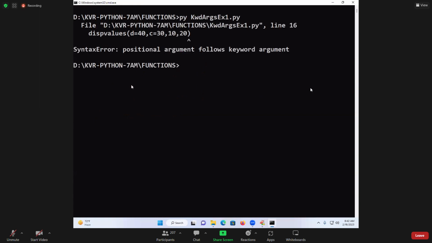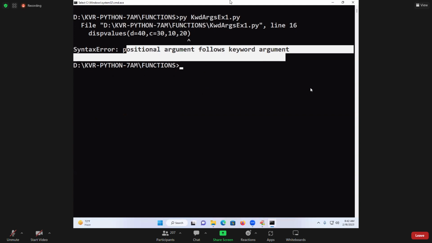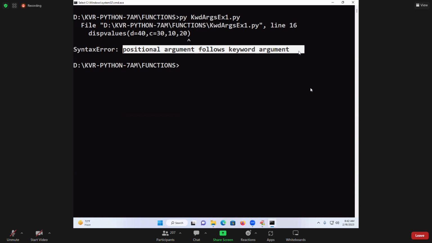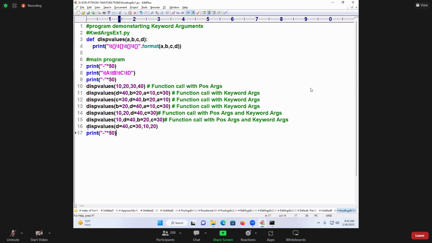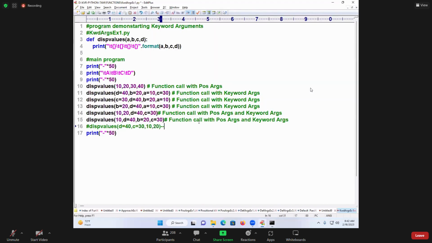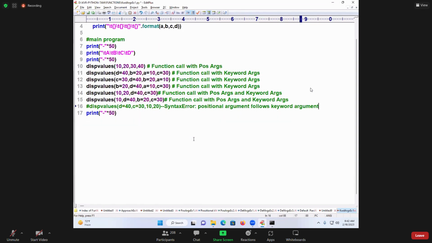See, positional argument follows keyword argument. That means you are passing something as a keyword first and lastly like this. It is called error or not? So first one you write always what? Later you will write. So it is called error or not? Yes, I will mention the error. Syntax error I will copy. This is the rule you have to remember. Are you okay, students? Yes.